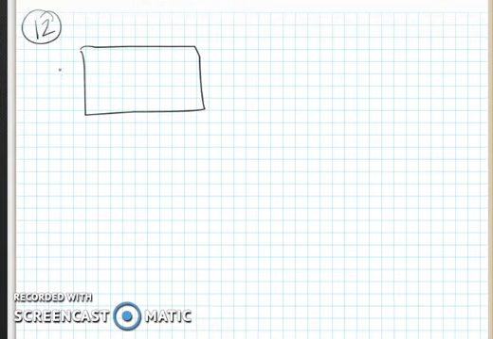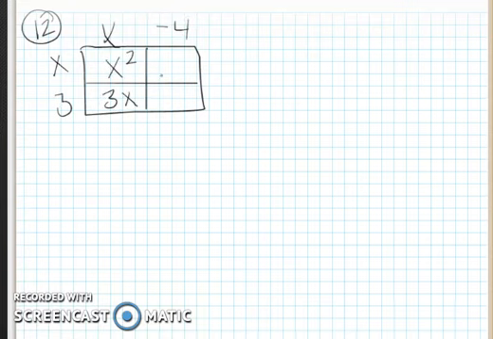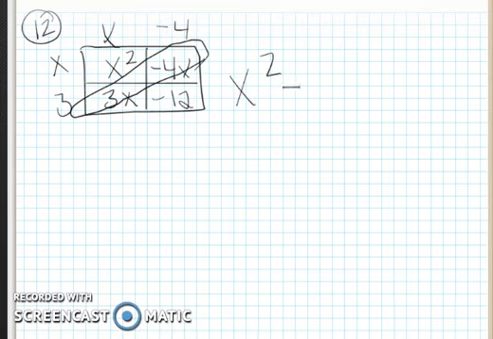Number 12. Set up the box method again. We get x plus 3 and x minus 4. X times x is x squared, 3x, negative 4x, and negative 12. Again, that diagonal is usually where we see the like terms. So we get x squared minus x, 4 is negative, 3 is positive, minus 12.